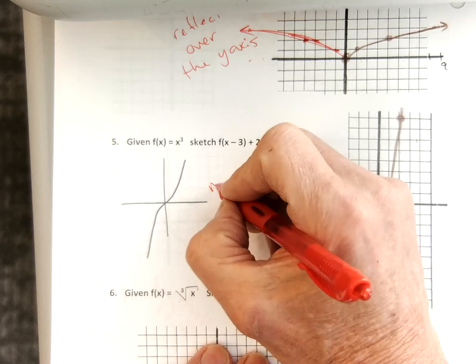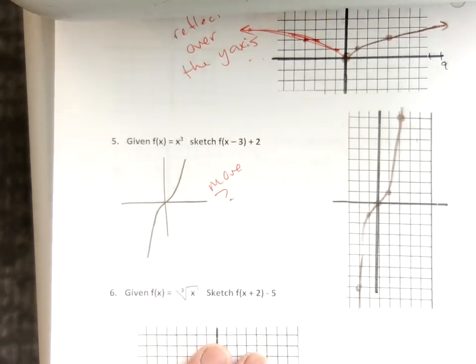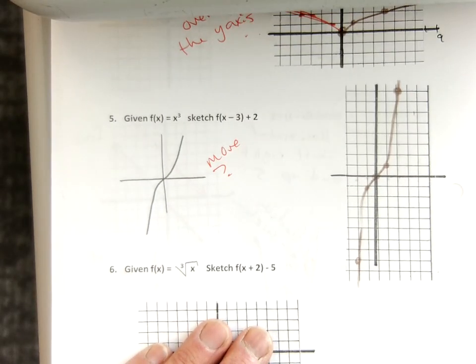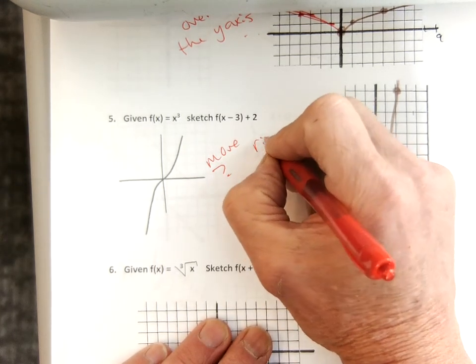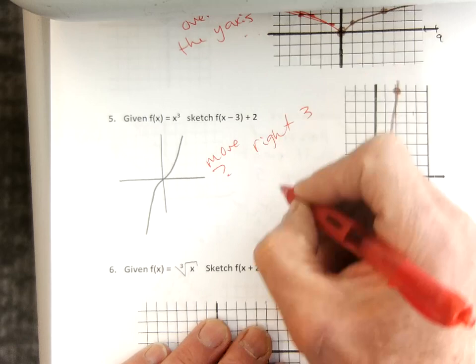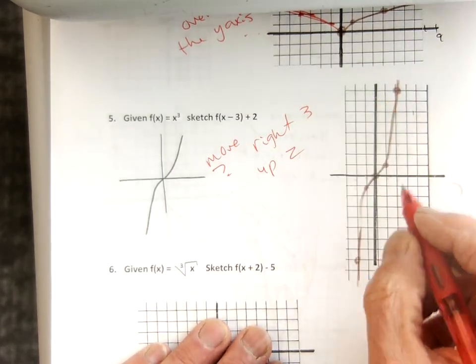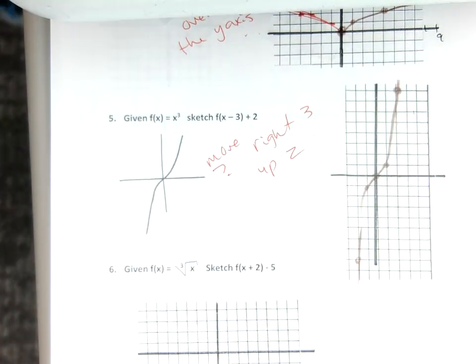How are we going to move it? Yes, Gabe? You can move it to the right 3 and then up 2. Awesome. So you've got to move the whole graph. If you take calculus, this is called an inflection point. I don't care if you know the word, I just want to throw it out at you. So the inflection point is where it starts to concave down and changes.